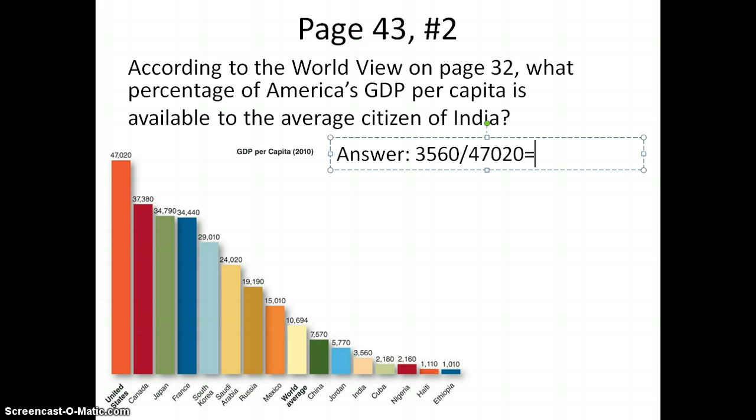So when we divide those two numbers, we get 0.0757. But again, it wants to know the percent, so we move our decimal 2 places, and we get that the average citizen of India has 7.57% of the GDP as the United States. And again, that is per capita GDP, so it's kind of like a measure of income. Okay. So you just do that for all of them, putting whatever country you're comparing to America in the numerator, and then dividing by the American GDP of 47,000.